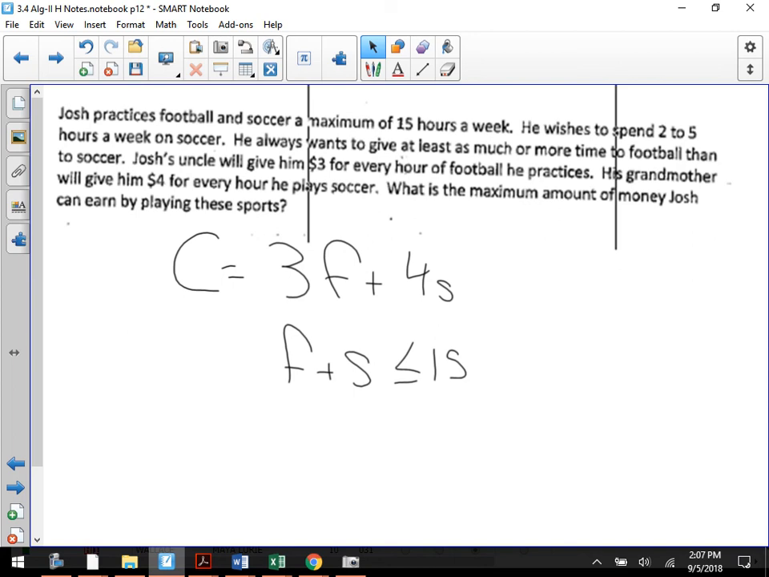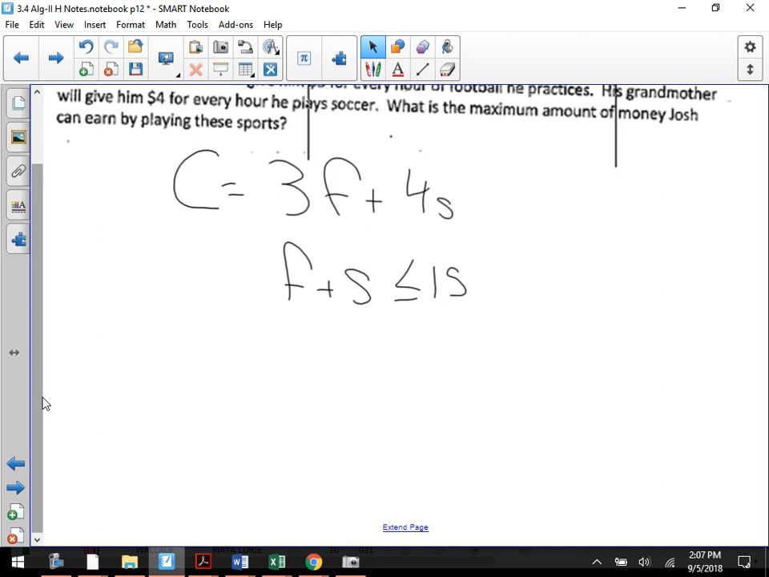What's the next one you see? 2 to 5 hours of soccer. So soccer is bound by 5 hours on the high end and 2 hours on the low end. Okay with that? Yes, sir.